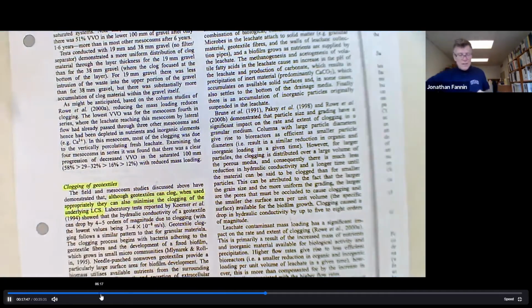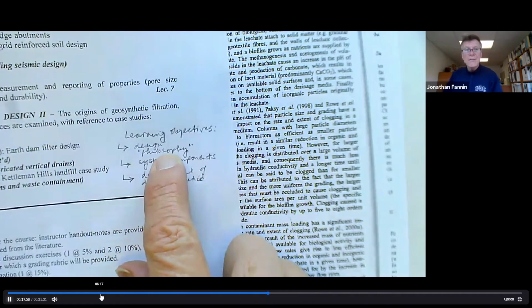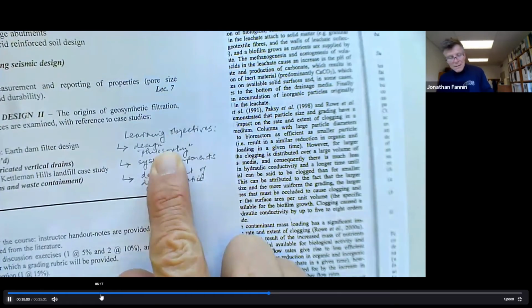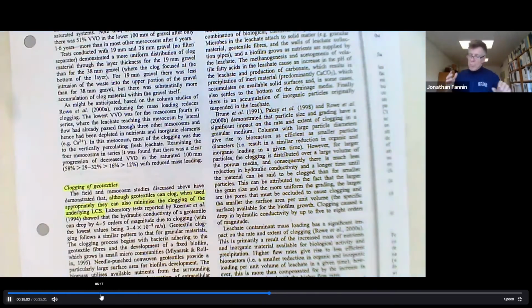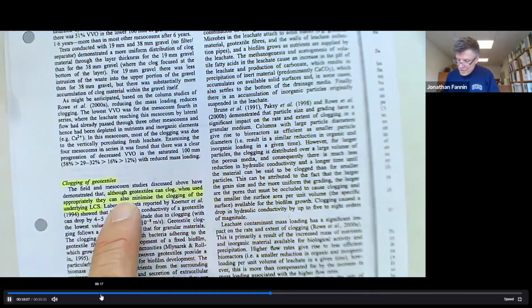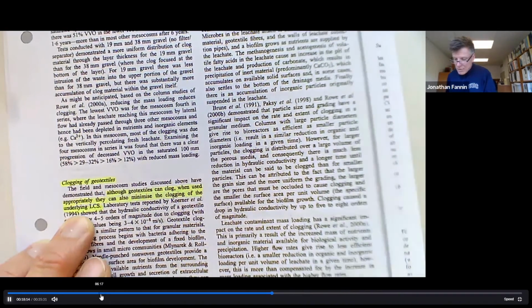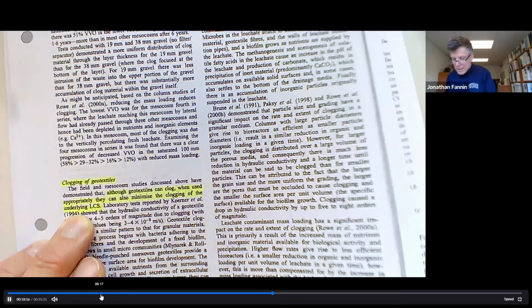And this is an important feature. I think it's an elegant one, and I've chatted over the years with Kerry about this. Development of design practice and design philosophy. And this gets captured in both of these points, okay? So the geotextiles can clog, but if they clog, in all likelihood, you're going to minimize clogging of the underlying leachate collection system. And how does that work?